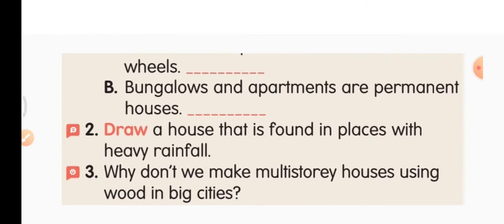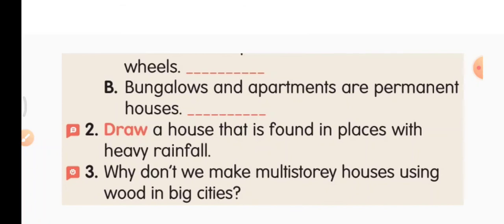Second question, draw a house that is found in places with heavy rainfall. We all have learnt that in places where there is heavy rainfall, people build stilt houses, supported by wood. You are going to draw this house in your EVS notebook, color it, label it, and write 2 sentences about the stilt house.